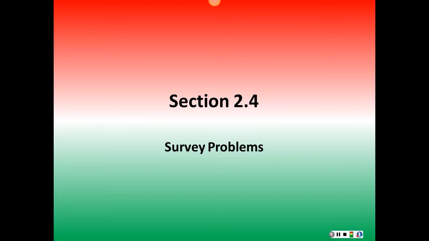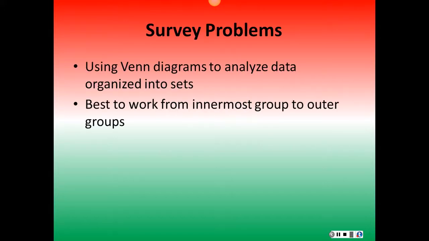This one we'll continue with our work on sets, and particularly these are going to be survey problems, which are specific types of problems involving Venn diagrams where you use them to, of course, come to an answer. And like we went over in section 2.3, the best way to do it is to work from the innermost group to the outermost group. And I recommend to do it in parts. If you try to do a lot of these problems all at once, it's just going to become very confusing.